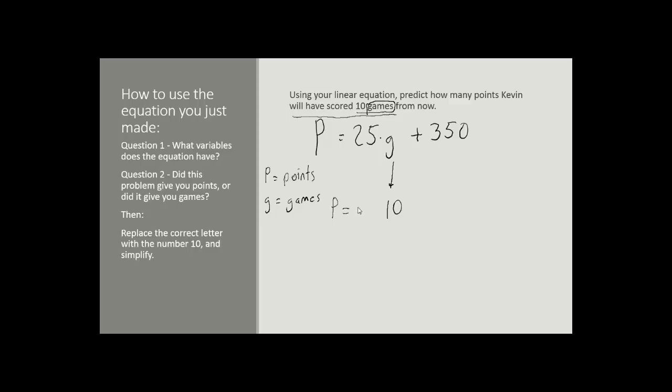It is P equals 25 times 10 plus 350. Now we just have to do some arithmetic. 25 times 10 is 250, plus the 350 we already have. 250 plus 350 gives us 600. And that is our final answer.